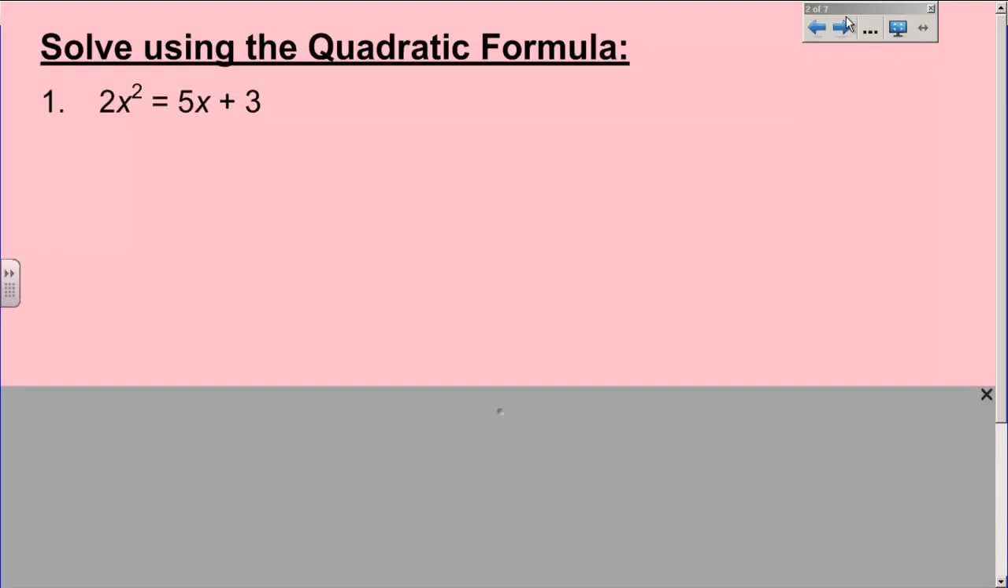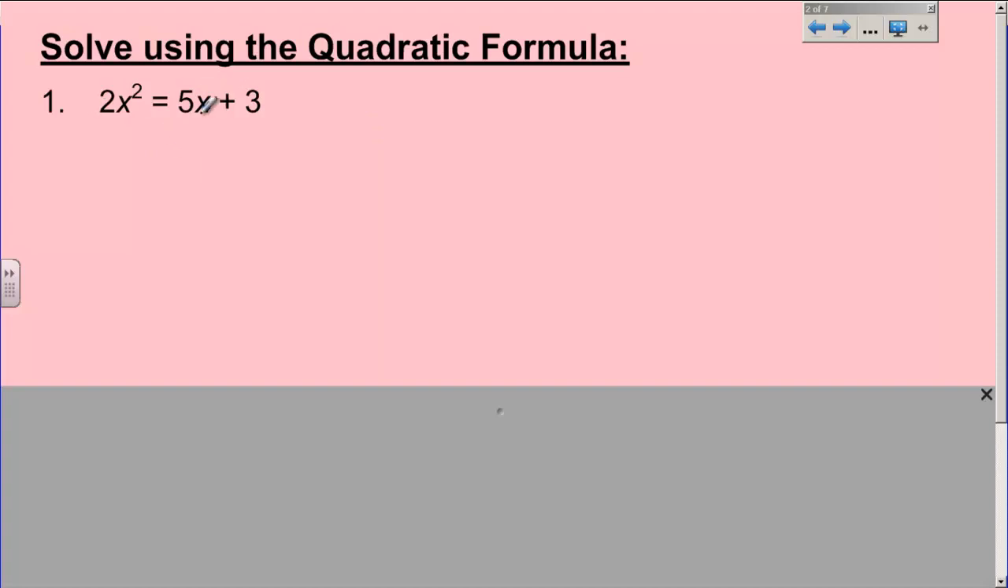Here's example 1. First things first, I cannot do this problem until this equals 0. So the first thing I'm going to have to do is make this equal 0. I like for my x squared term to be positive, so I'm going to leave this 2x squared over here, and I'm going to move the 5x and the 3 over instead of just subtracting 2x squared. It doesn't matter. You can do it the other way.